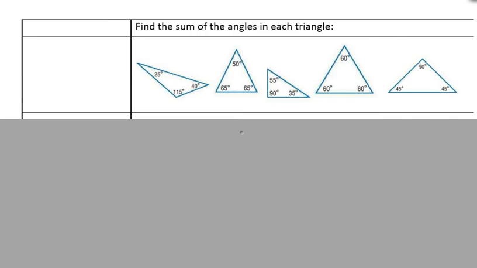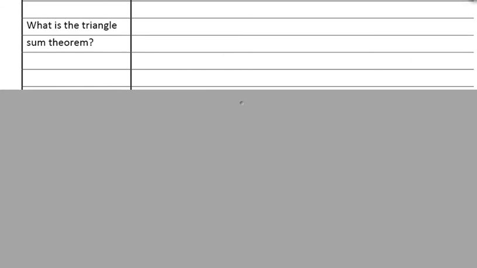For the next part, I would like for you to glue these pictures into your notebook, and I want you to find the sum of the angles in each of these triangles. Sum means add the angles together. So pause the video, take a second to find out what each angle measure is, or the sum of all the angle measures. So that brings us to what is the triangle sum theorem. And if you noticed, for each triangle, when you add the three angles together, they came out to 180 degrees.